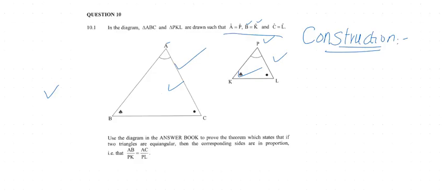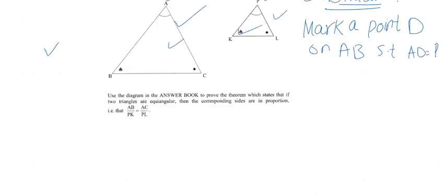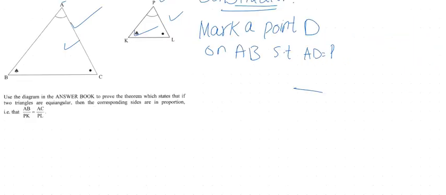Mark a point D on AB such that AD equals PK, okay? And this is one point.